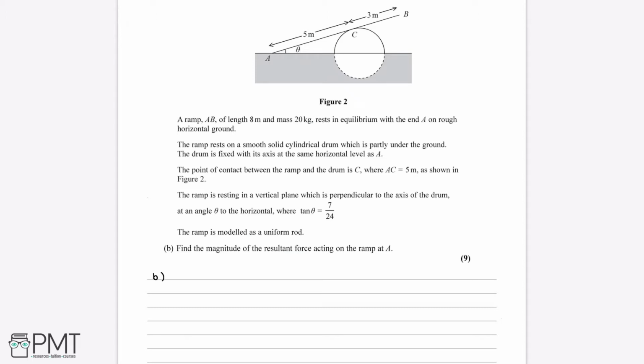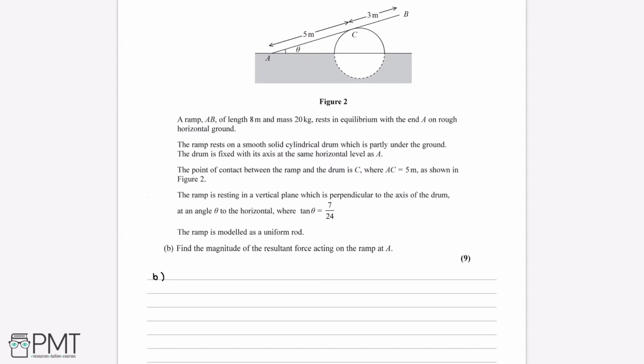Now part B is asking us to find the magnitude of the resultant force acting on the ramp at A. And now, as you can see, this is quite a large question. It's worth 9 marks. So it might be worth drawing some of this information we've been given onto the diagram so we can visualise it a bit better when it comes to answering the question.